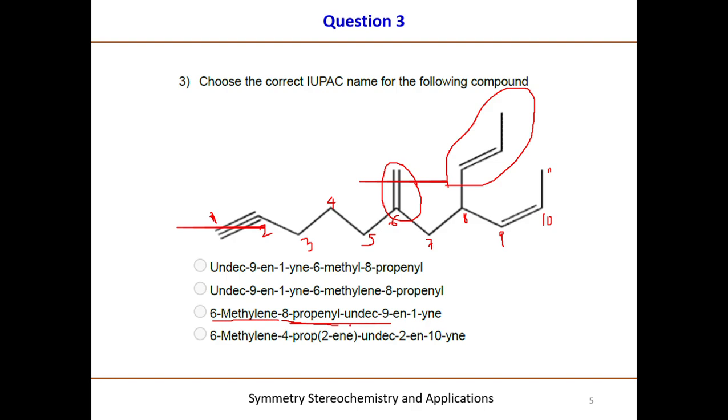Now you can see here at carbon number 9 we have a double bond, right? That's why we will write 9, and because it's from the alkene family, we will write ene, and in the last we will write the suffix. At carbon number 1 we have the triple bond, that is our suffix, so we write 1-yne. Yne means alkyne family, triple bond. So the name will become 6-methylene, 8-propynyl, undec-9-ene-1-yne. Option number 3 is the correct one.